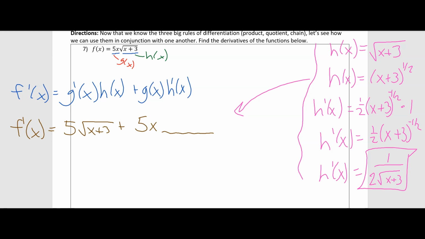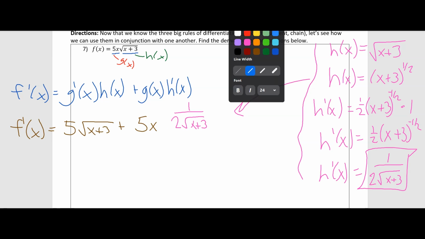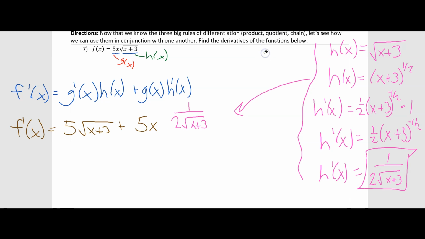Once I have this, I'm going to come over here, substitute it in for my h prime of x, and then I just have to simplify. So let's get rid of this so we're not confused. Do a new color. So f prime of x is equal to 5 times the square root of x plus 3, plus 5x divided by the product 2 times the square root of x plus 3.